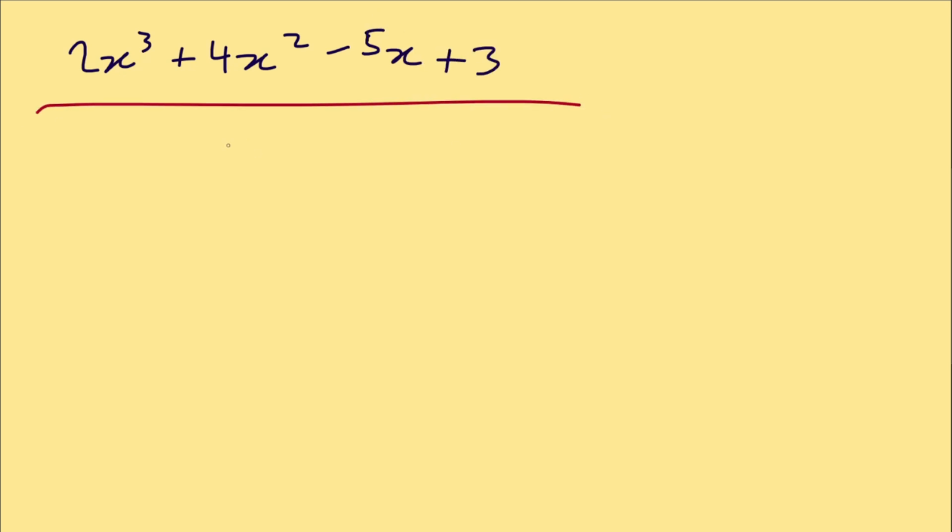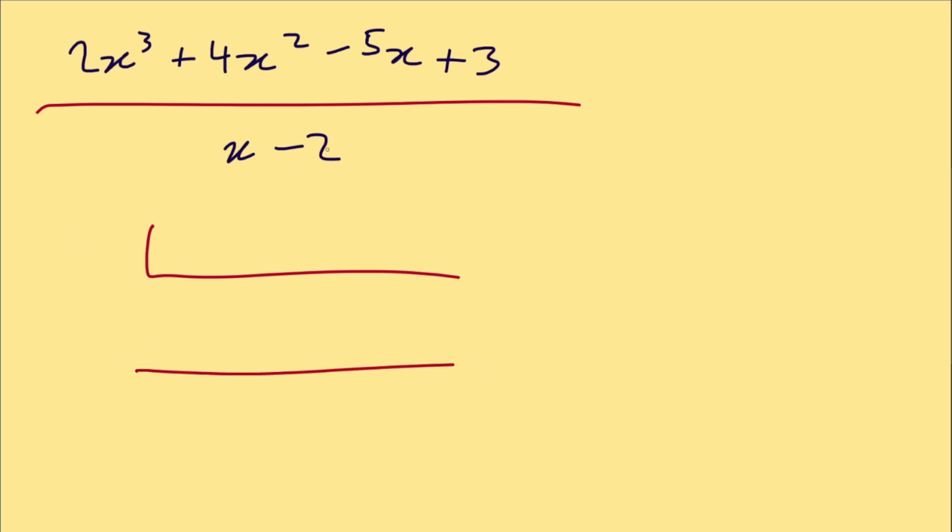Now, how about higher degree polynomials? So cubic polynomials or even higher. Let's take 2x^3 plus 4x^2 minus 5x plus 3, and you want to divide it by, let's say, x minus 2. How would you do that? Well, it's the exact same. You don't have to stress yourself with any extra information because it's the same process.